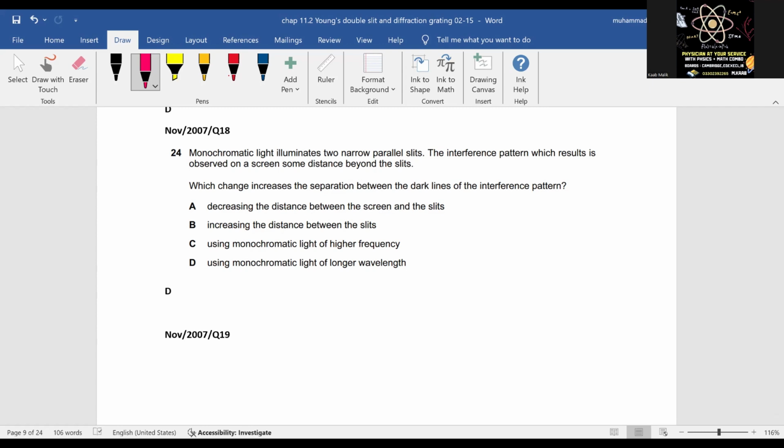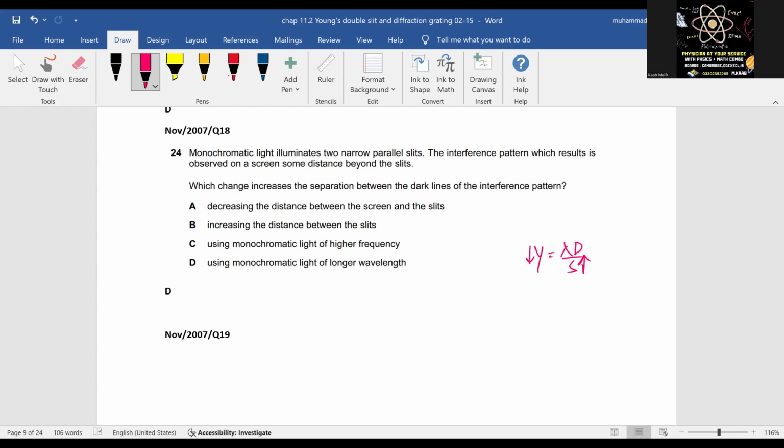Again, you have the formula y is equal to lambda d over s. The first option, decrease the distance between the screen and the slit. If you decrease the distance d, your y will decrease. Increase the distance between the slits. S is the slit separation. So if you're increasing the distance between the slits, you will again get a lower y.